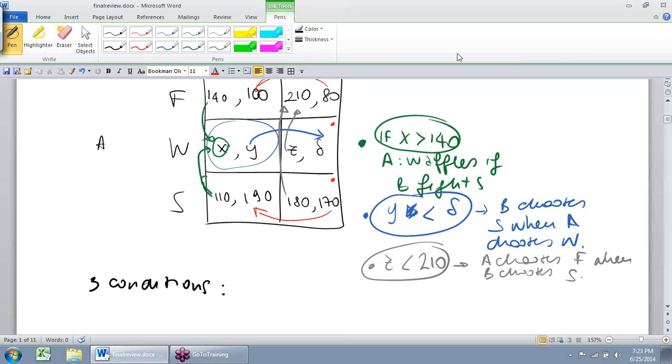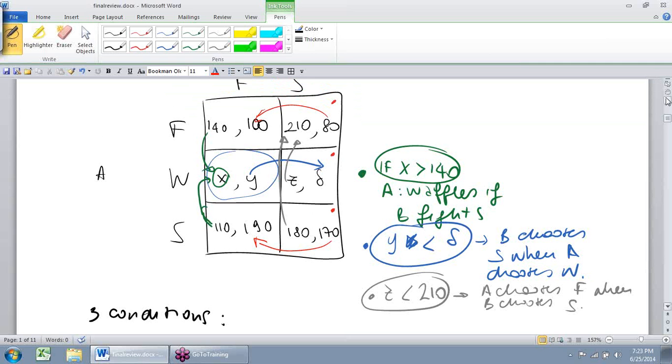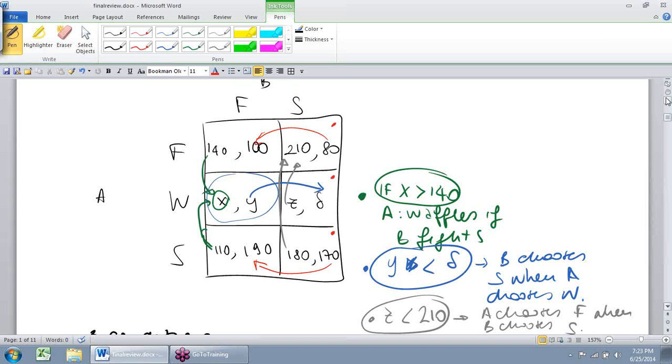Okay, so basically we already needed A to choose X when B chooses fight. Now we need A not to choose Z when B chooses share. Otherwise we would have a Nash equilibrium. We do not want any Nash equilibrium in any box.